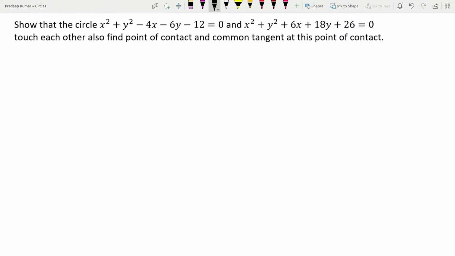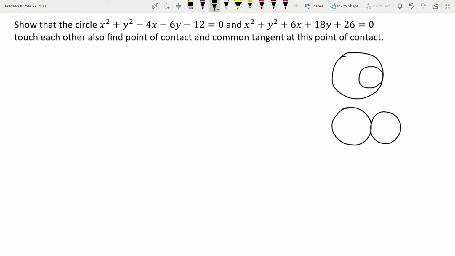Suppose this is one of the circles, and the second circle is touching like this, so this is internally touching. Suppose this is the first circle and the second circle is touching outside like this, so this is externally touching. We don't know whether these two circles are touching internally or externally, so that we have to prove.